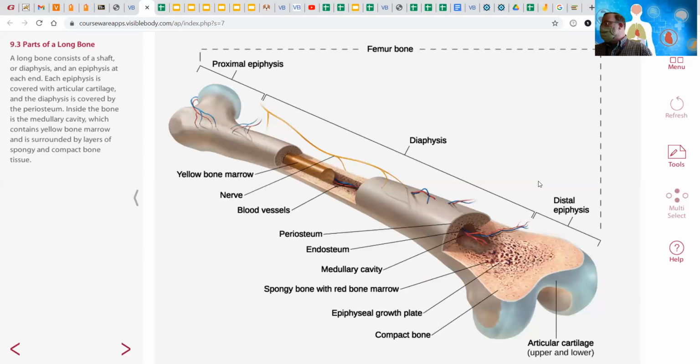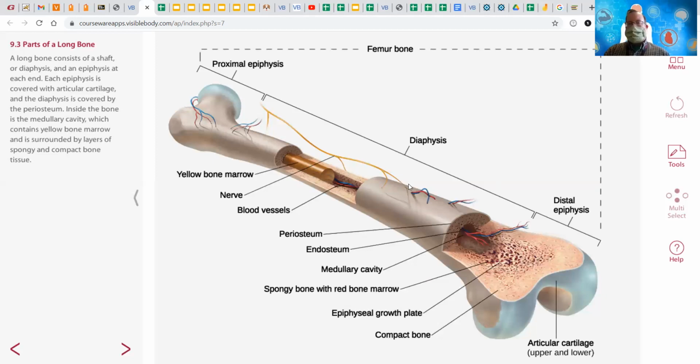Now, end of the bone is not sciencey enough, so they give it the term epiphysis, E-P-I-P-H-Y-S-I-S. Remember, epi as a prefix means upon something. So all long bones have two epiphyses. They're going to have a proximal epiphysis and a distal epiphysis.